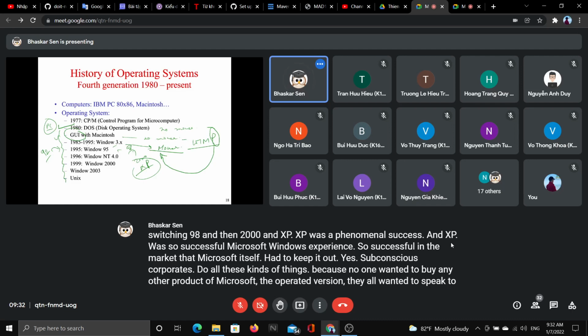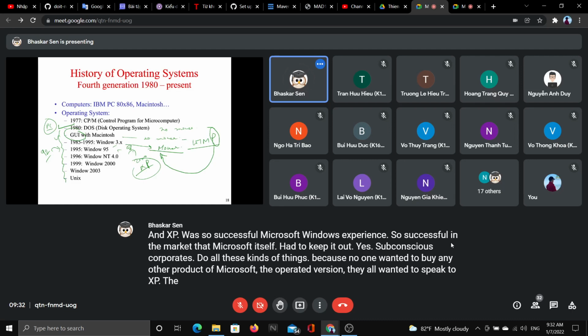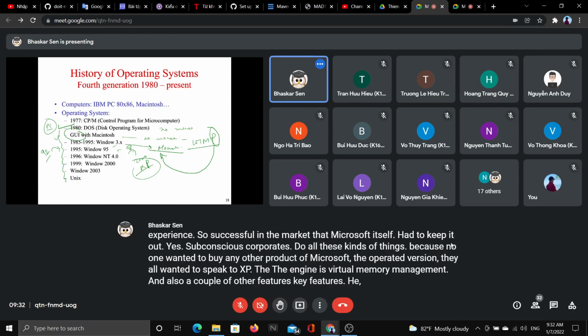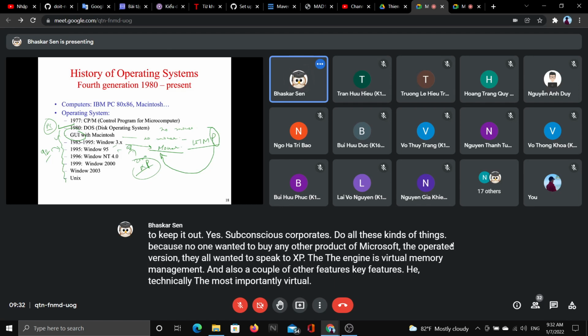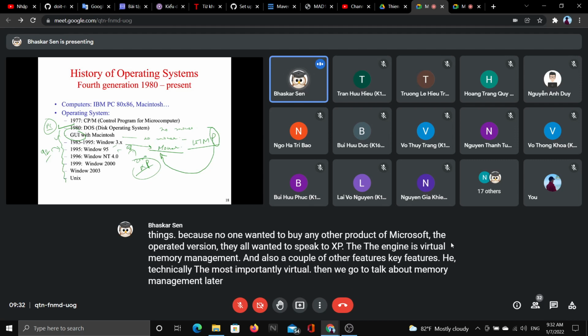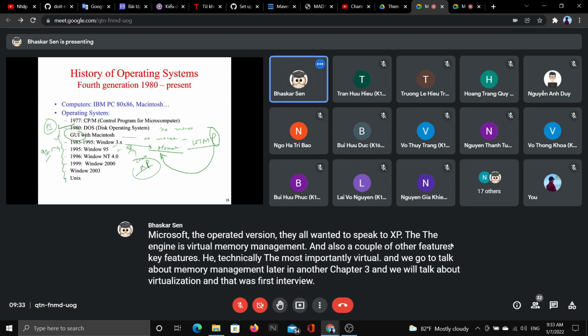With XP, they introduced virtual memory management and also a couple of other key technical features. The most important bit, virtual memory management. Then we'll talk about memory management later in another chapter, chapter 3, and we'll talk about virtualization of memory. That was first introduced on XP. I used XP for 10 years. Long time. I think more.